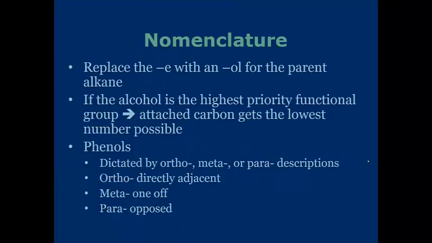Starting with nomenclature. To name an alcohol, we replace the E on the parent alkane with an "-ol". So an example would be if a hydroxyl group is present on a butane, we would replace the E on butane and put an "-ol" on it, making butane to butanol.